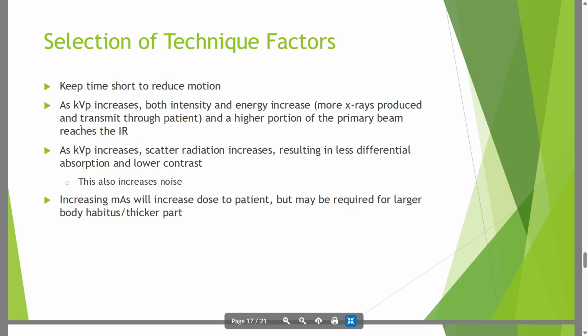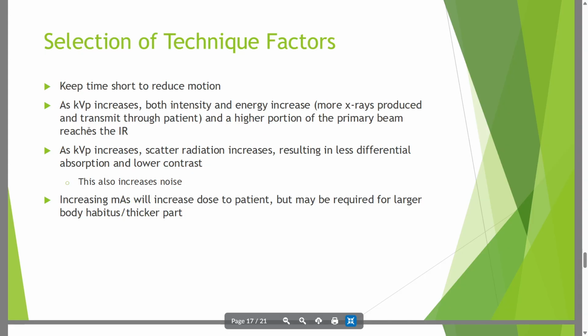Selecting proper technical factors, again, keeping time short to reduce motion blur. As we increase KVP, remember KVP is the prime thing that affects intensity. So the higher intensity beam, the more energies increase and the more x-rays are produced. So remember, it's the principal thing that affects quality. It also affects quantity, just at a lesser rate than MAS does.